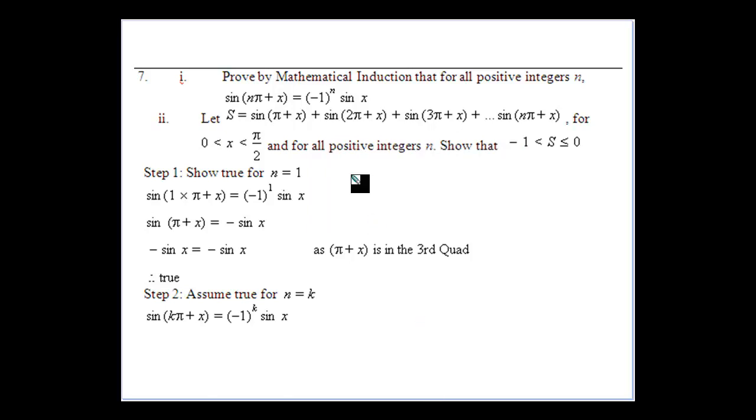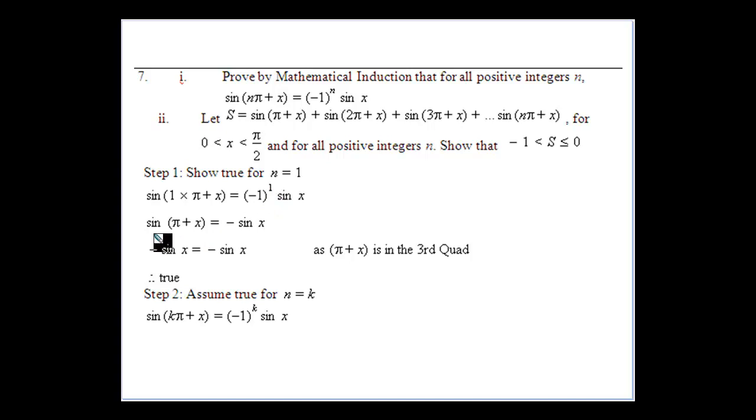So in this question, what we've got to do is a bit of a harder one. Prove by mathematical induction that we get sine of (n pi plus x) is equal to (minus 1) to the power of n lots of sine x. So again, we're going to show it's true for n is equal to 1. So substitute n is equal to 1 in there. We get pi plus x there. We get a minus 1 to the power of 1.